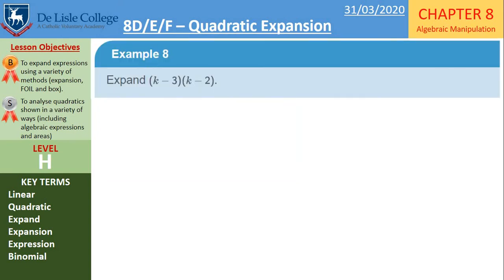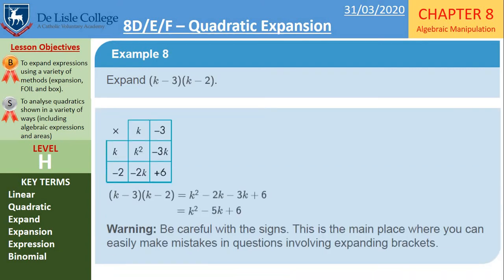Okay, the final method we are going to look at today is called the box method or the grid method. This is where we draw out a box or a grid. One bracket goes along the top, the other bracket goes down the side. Now, which way round you do this, it doesn't matter. The first bracket in this instance is written along the top. You have a k and we've got a subtract 3 from the bracket. So we write it as a -3.